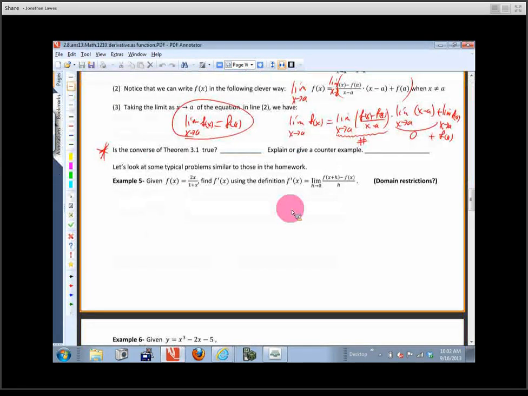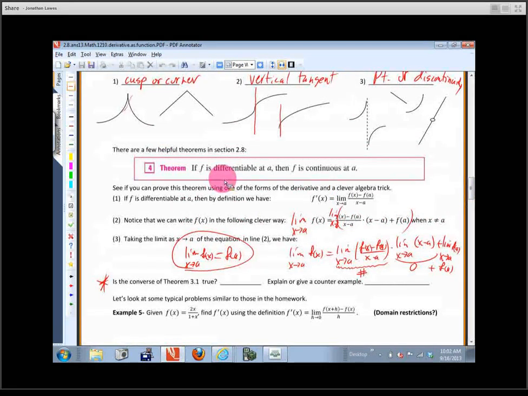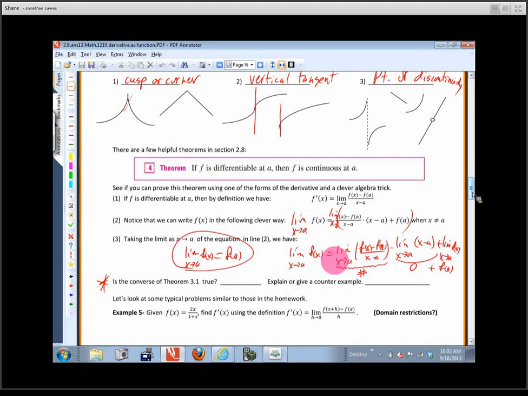So let's pick up where we left off on Thursday. We were talking about this theorem right here. We were talking about if a function is differentiable, then it's got to be continuous. And we went through kind of a cool little proof that showed that had to be the case.